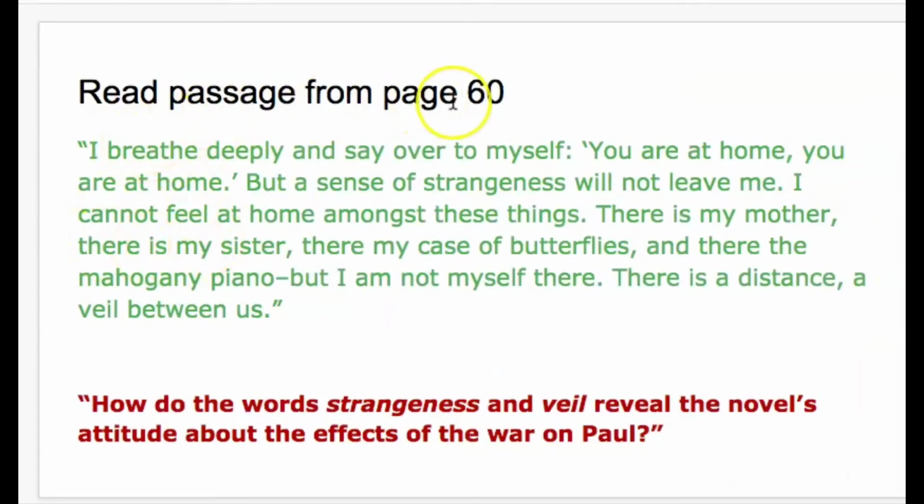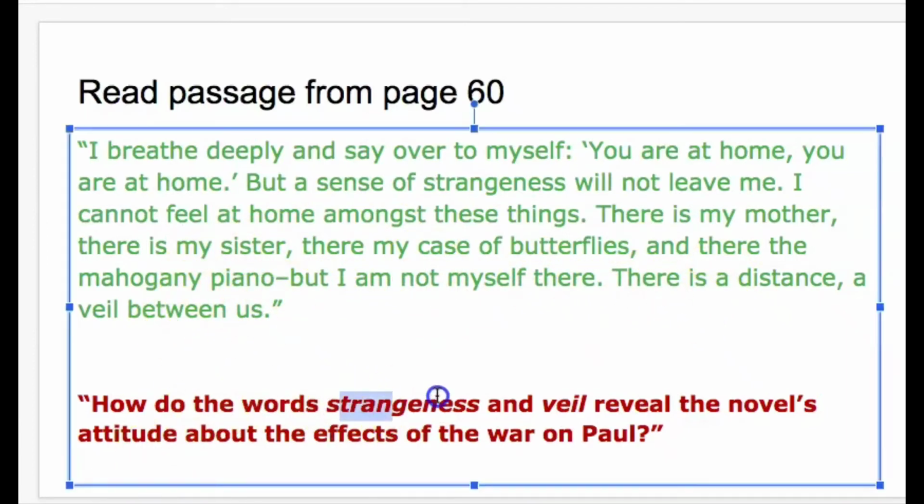Then read this passage from page 60. I breathe deeply and say over to myself, you are at home, you are at home. But a sense of strangeness will not leave me. I cannot feel at home amongst these things. There is my mother, there is my sister, there are my case of butterflies, and there the mahogany piano, but I am not myself there. There is a distance, a veil between us.